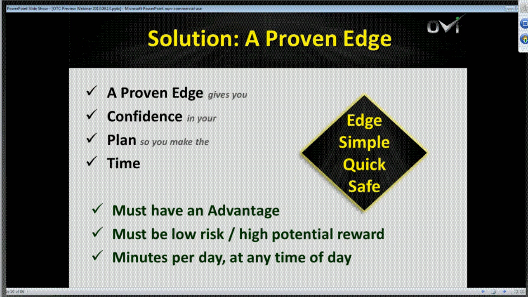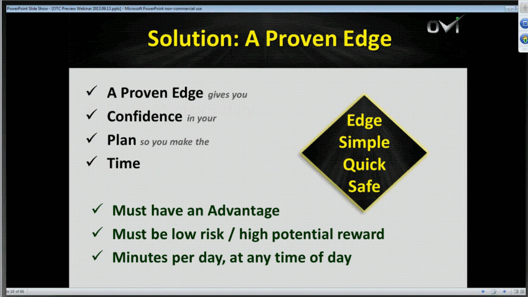Now, that plan has got to be such that you have an advantage which must inherently be low risk and high potential reward. That's the only plan that I will go for. You're not going to find me going for 95% win rates when my winning is tiny and my potential loss is huge. That's not the way that I go about doing things. So it must be low risk, high potential reward, more winners than losers, and it's got to take minutes per day, and it must be able to be done at any time of day.